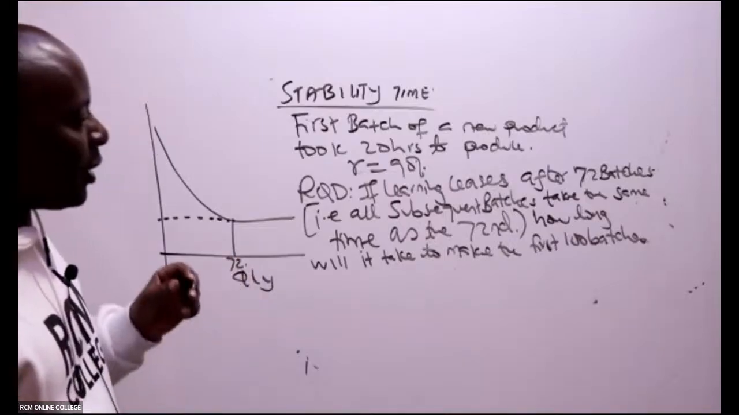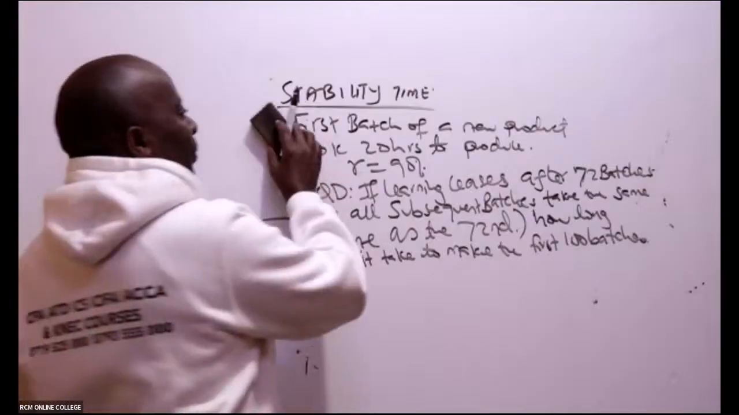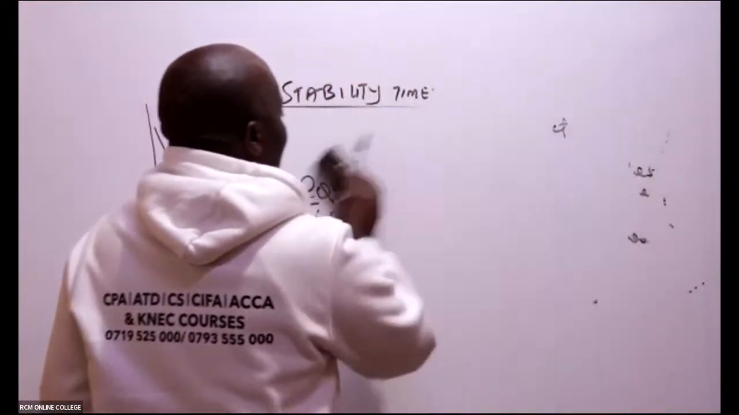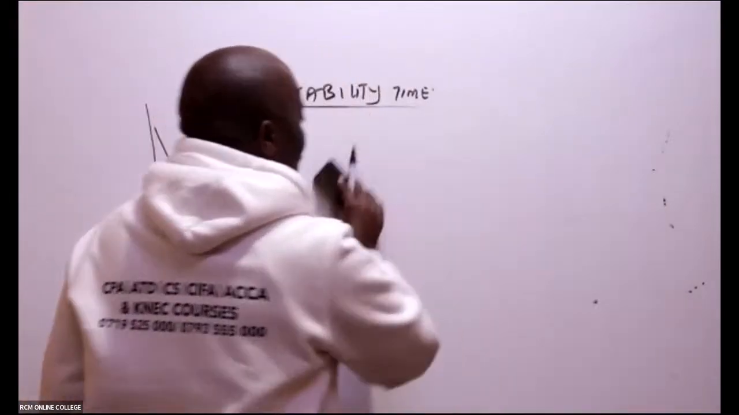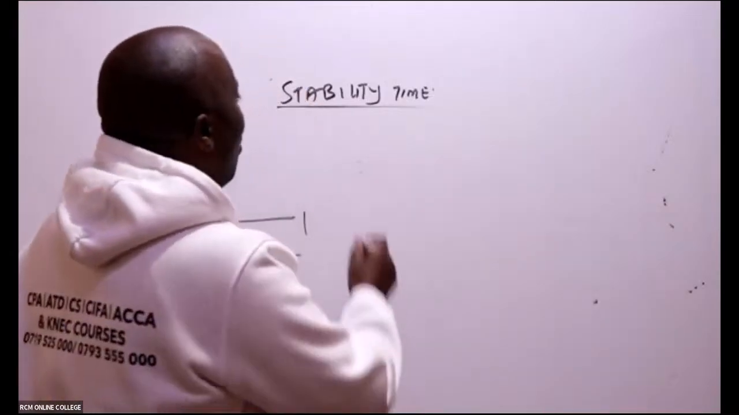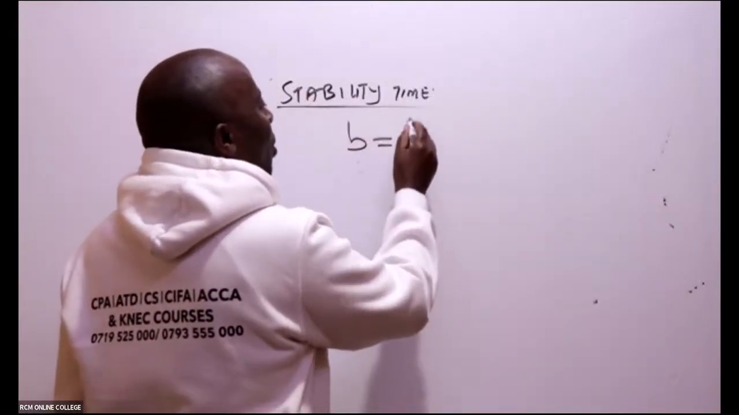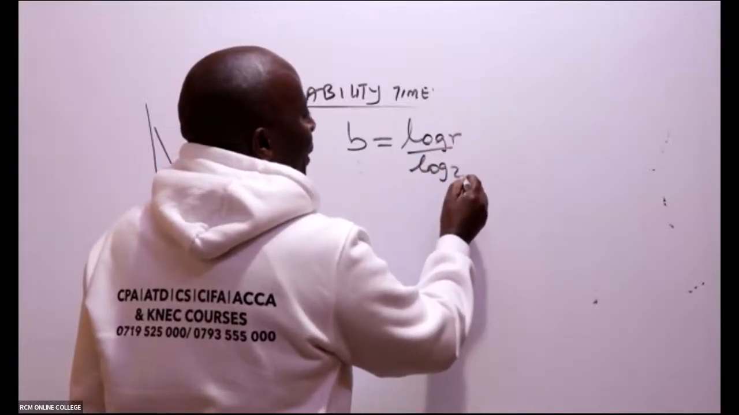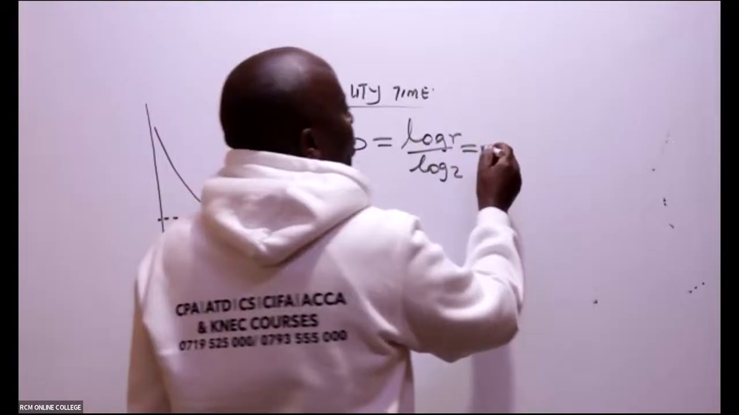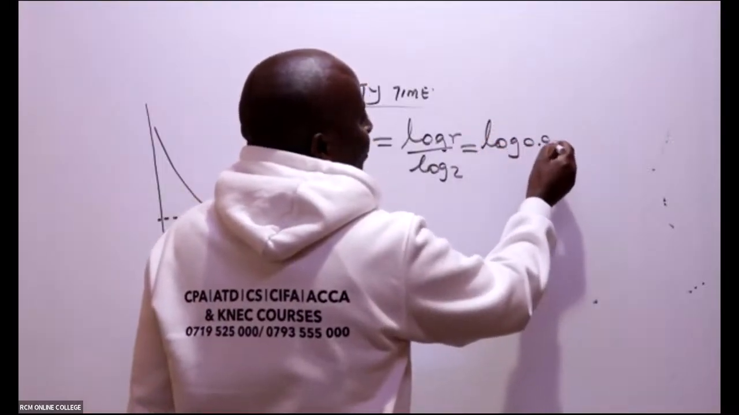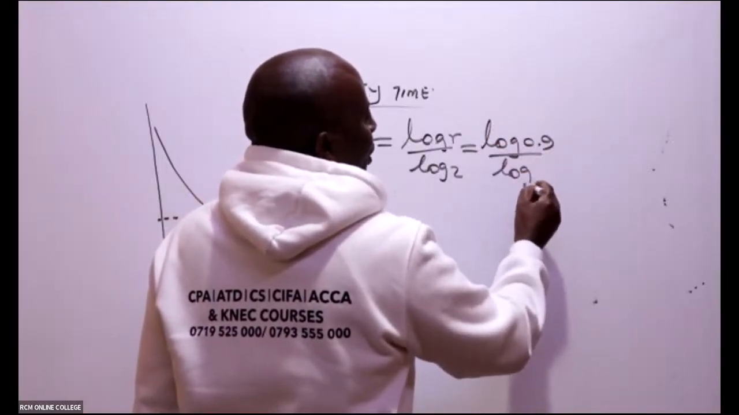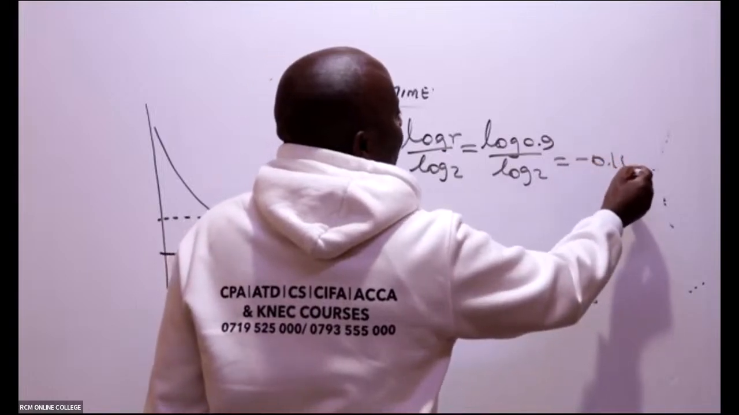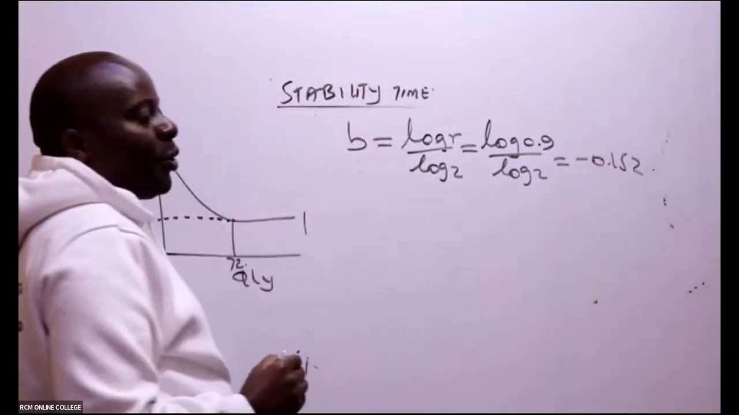How do you calculate this stability time? First of all, give us the learning curve equation. We know that our b is log R divided by log 2. Even if we know what our b is, it will be very important for us to substitute over log 2. I'm so sure you guys are so much used to that: minus 0.152.